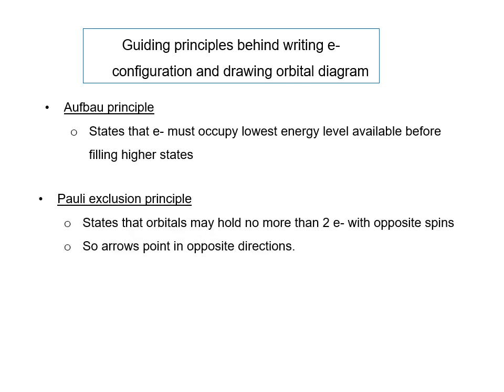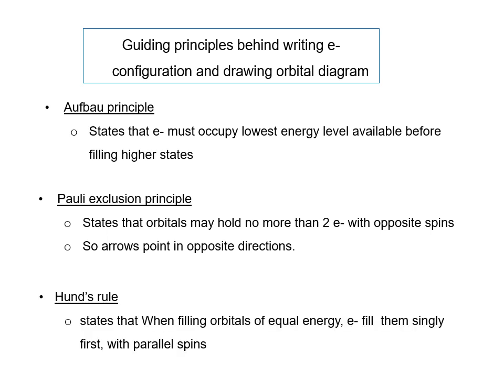The next guiding principle is the Pauli exclusion principle. The Pauli exclusion principle states two things. One, that orbitals may hold no more than 2 electrons, and the other is that those 2 electrons have to have opposite spins, which means that they have to point in opposite directions. So we saw for helium in the last slide that those 2 electrons, one pointed up, the other pointed down, and no more than 2 electrons are allowed in an orbital.